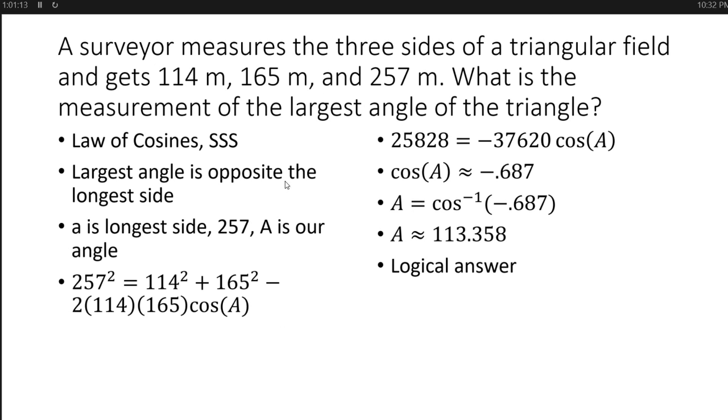Lowercase a is going to be our longest side, 257, and capital A is going to be our angle. So, plug it in. 257 squared equals 114 squared plus 165 squared minus all this. Yeah, we know how to do this. You get these two pretty big numbers times cosine, or this number is equal to this number times cosine A. Cosine A is roughly equal to negative 0.68 whenever you divide these two, and then you just inverse cosine, and then you get your angle measure. And this is pretty logical because 257 is quite larger than 114 and 165. And 113 is a pretty big angle, but it's not super, super big. So that's a pretty solid answer, I'd say.